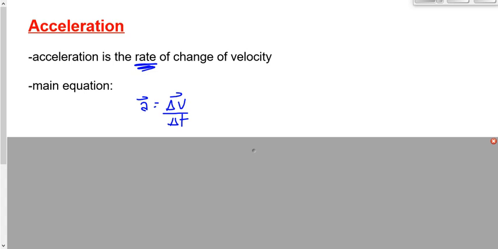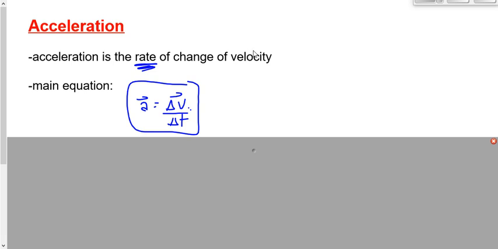Now, velocity was the rate of change of position, so we put change in position on the top, or displacement. Acceleration is the rate of change of velocity, so we put change in velocity on the top, or delta v over delta t. What units do you think we'd use for acceleration here?